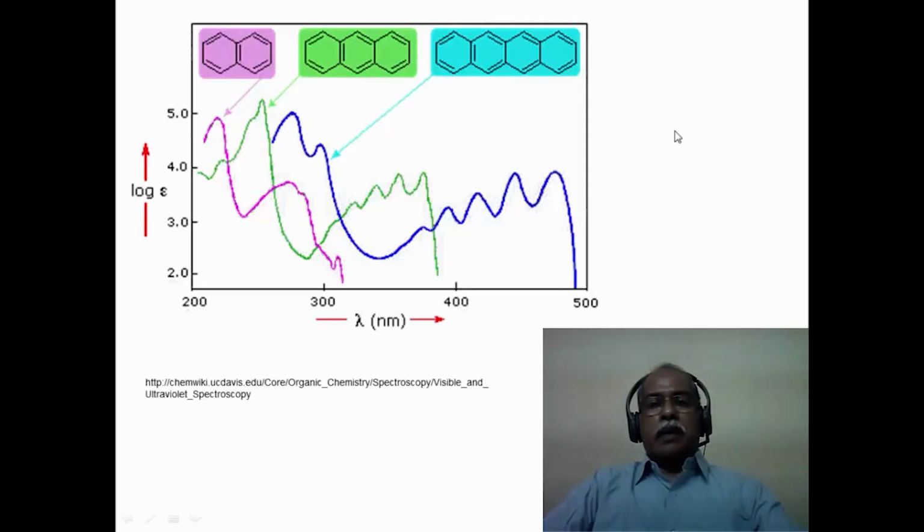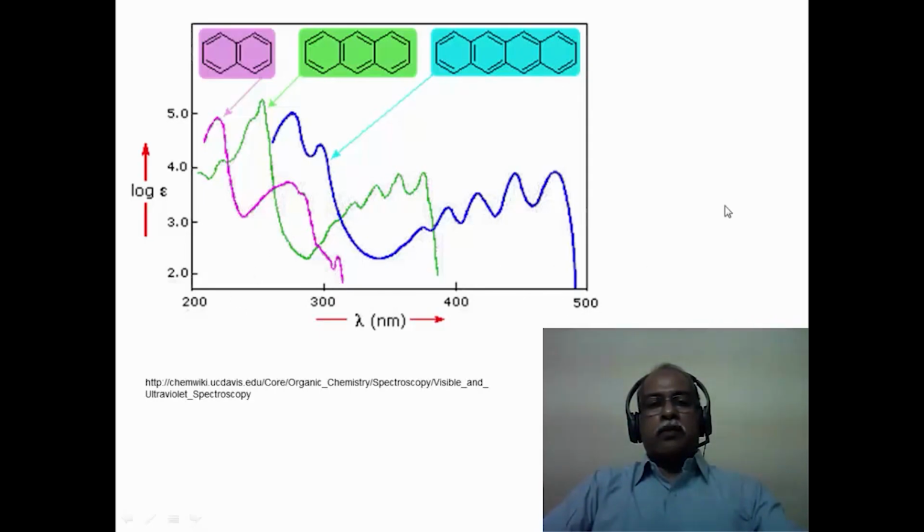You can see here the longest wavelength pi to pi star transition, all of them showing vibrational fine structure. In addition to that, you also have the higher energy bands, which are the allowed pi to pi star transitions of this aromatic system. So the message here is that as you increase the conjugation and go to linearly fused longer acene systems, the wavelength gets shifted from the ultraviolet to near the visible region.